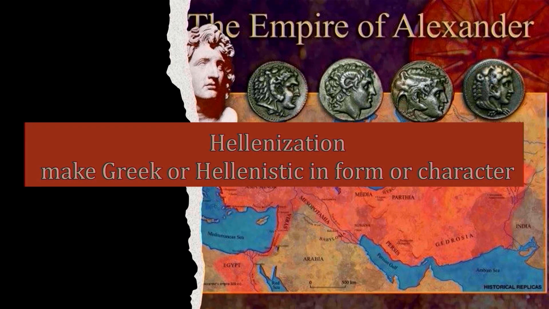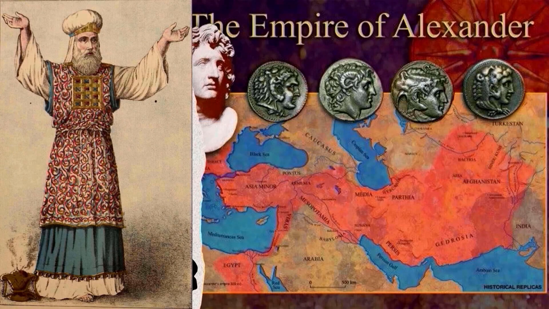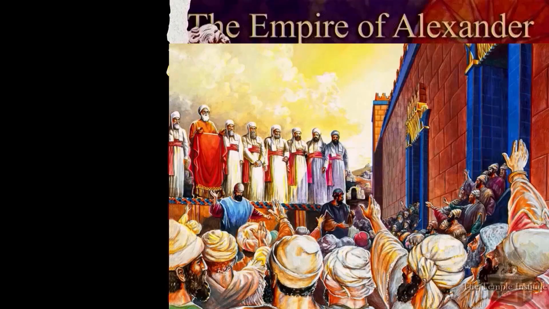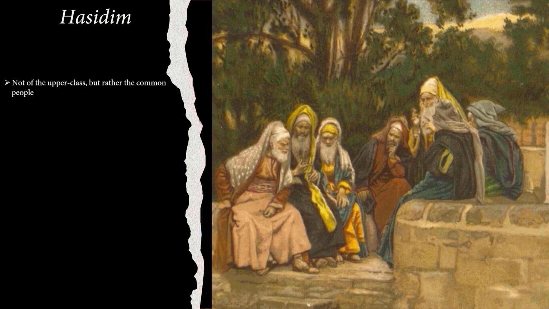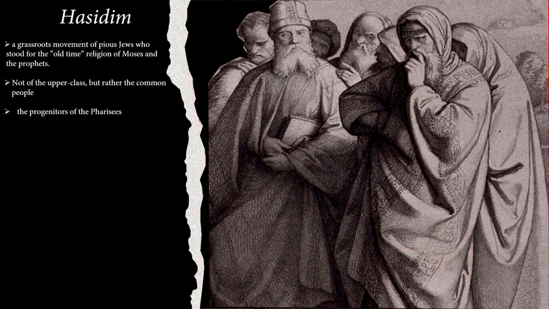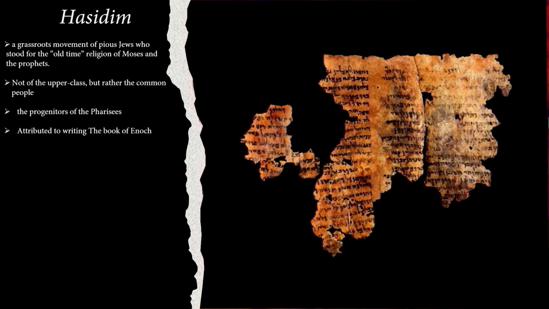And the corrupting influence of Hellenism on the Aaronic priesthood led to their loss of favor and brought outrage among the common people, from which came the Hasidim and the subsequent rise of the Hasidim. They were the progenitors, actually, of the Pharisees, a grassroots movement of pious Jews who stood for the old-time religion of Moses and the prophets. They're attributed to writing the book of Enoch that was found in Qumran.